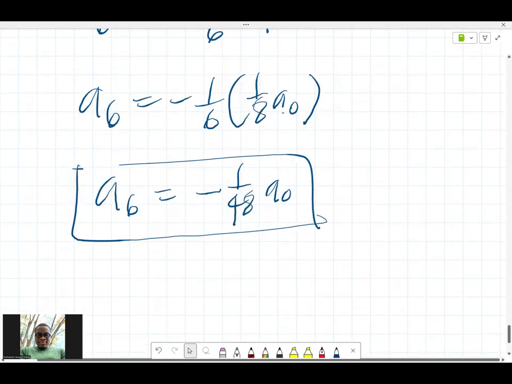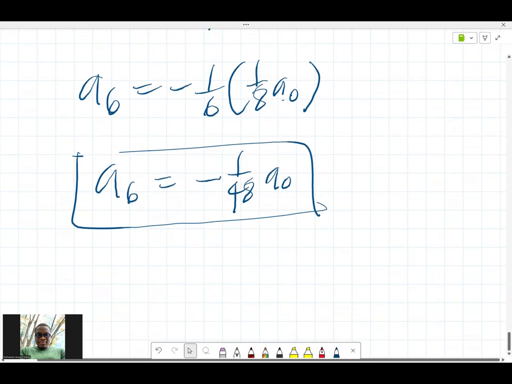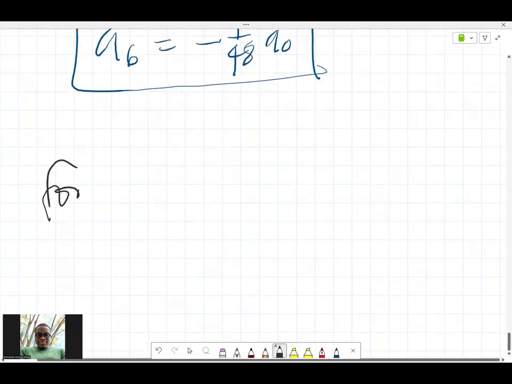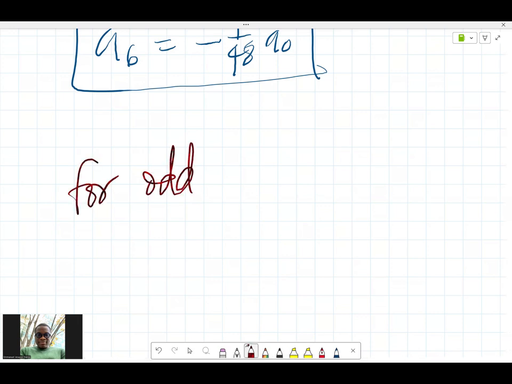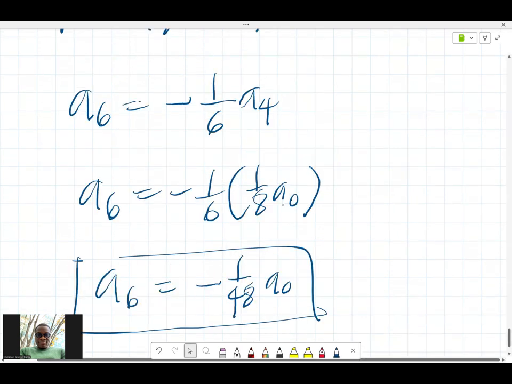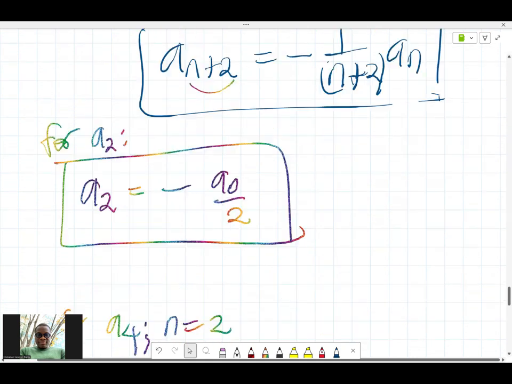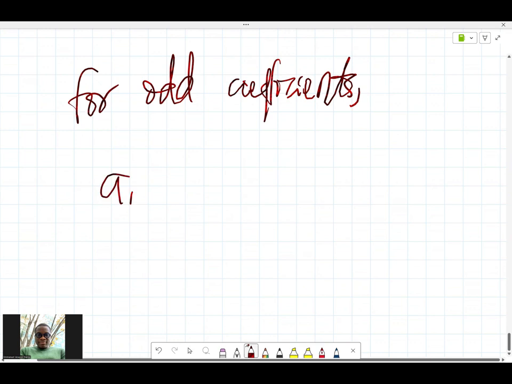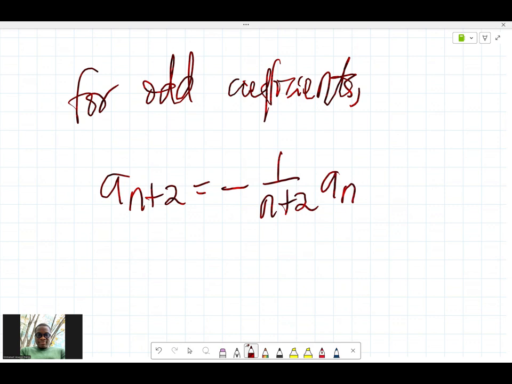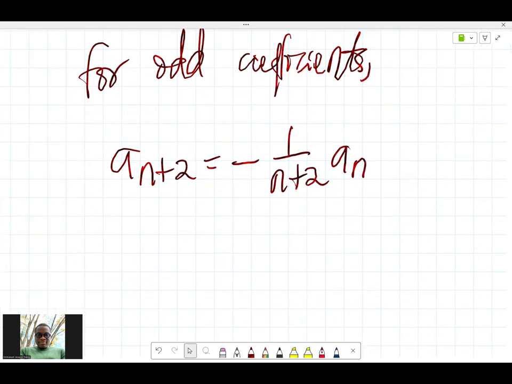So we have for even values, right? For even numbers, we already have that. So let's try something for odd values. For odd coefficients, so we can say, since this happens for n greater than or equal to 1, so we have a(n+2) equals minus 1 over n plus 2 an. Okay. So we can have a relationship.